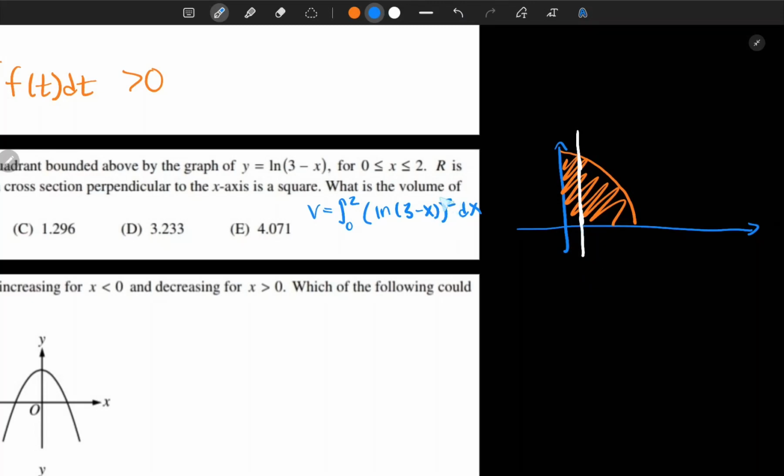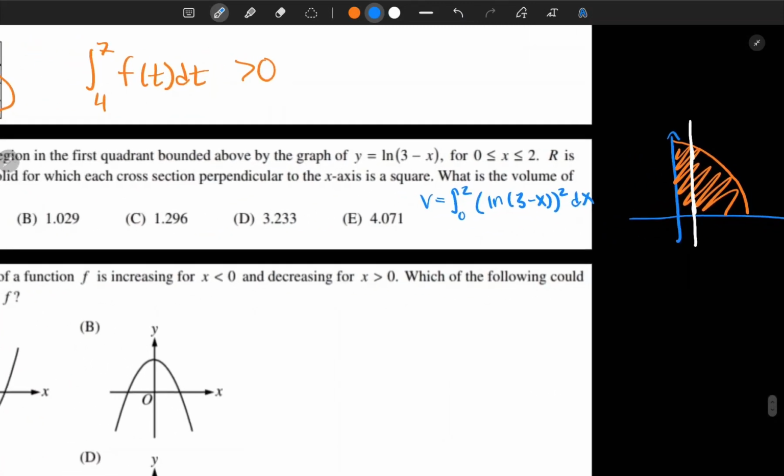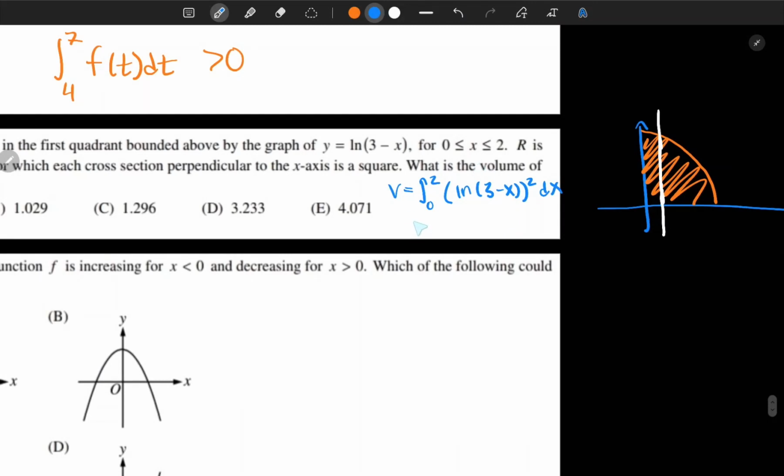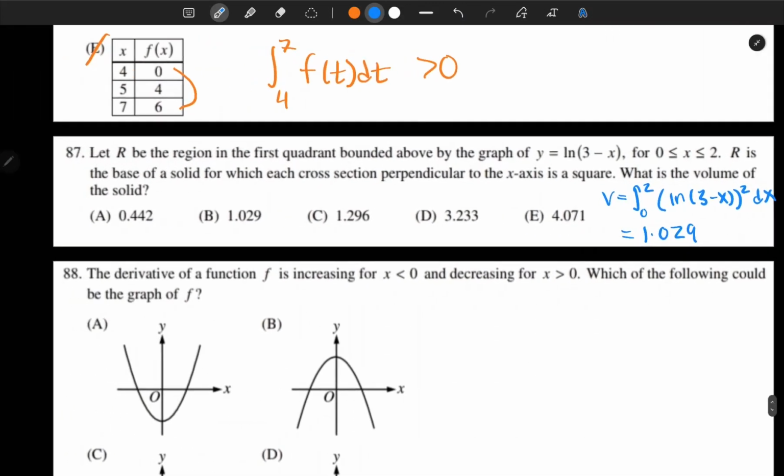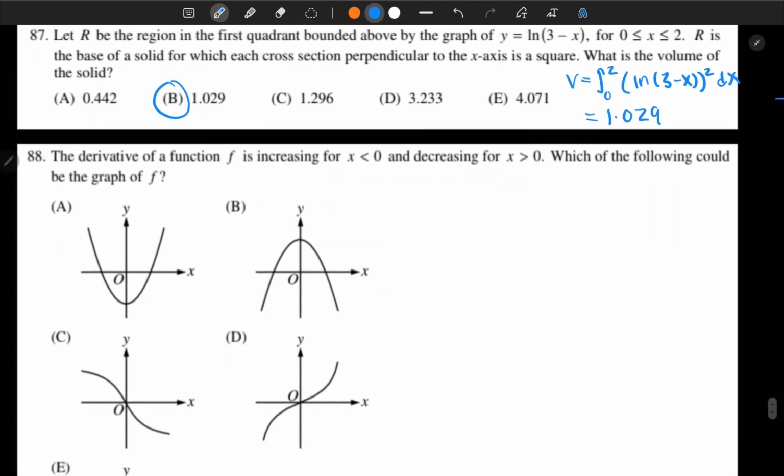So we take a square of the natural log because we know that each cross section is a square. So it's length times width, which is the area of a square, and each side length is this natural log. So plugging in this integral into our calculators, we find that the answer is 1.029. So here the answer is B.